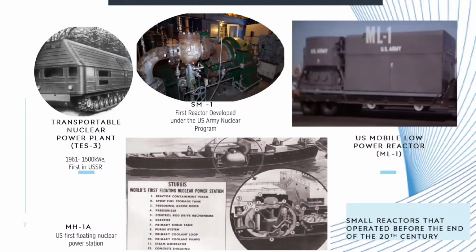So when you look there, we can see a transportable nuclear reactor that was called TS3. It was built and operated from 1981 in the USSR. So these reactors were small in size and they were not producing very high amounts of thermal power like the conventional ones we have. I mentioned SM1. We can also see the ML1, and then you can also see the Sturgis. The Sturgis was also a nuclear reactor that was used by the Navy in the early 20th century. So after these researches, can we move to the next slide?